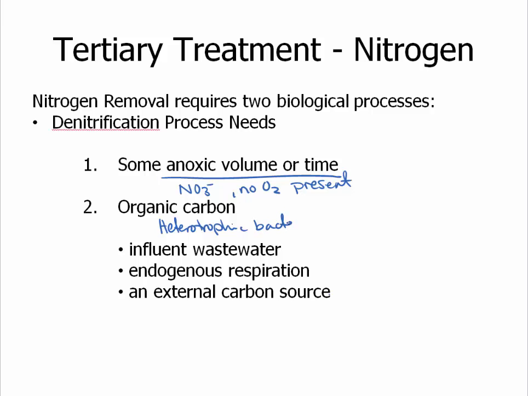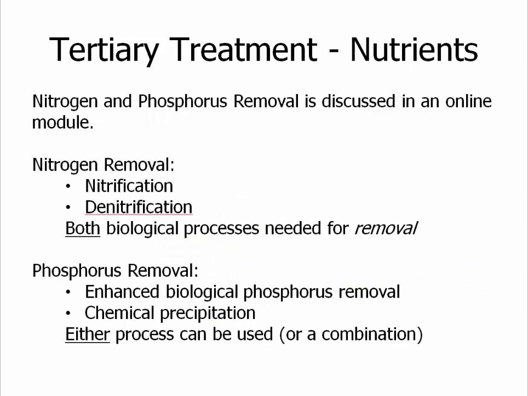That organic carbon can come from the influent wastewater, endogenous respiration, which is basically cellular breakdown, or an external carbon source. For instance, some wastewater treatment plants purchase methanol and add it to the denitrification basins. This comes at a price. Next in the module, we're going to discuss phosphorus removal.